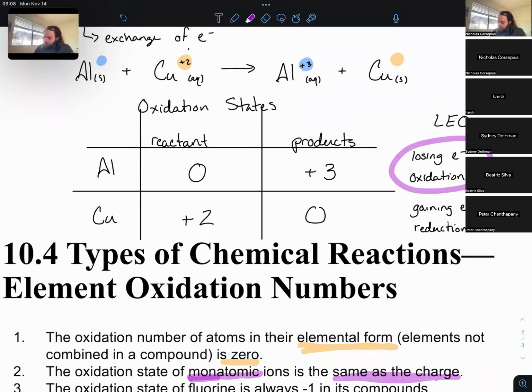You can definitely remember it this way. Losing electrons is oxidation, LEO. You just have to keep in mind that electrons are negatively charged. So if something's losing electrons, it's actually going to go up in its oxidation number.